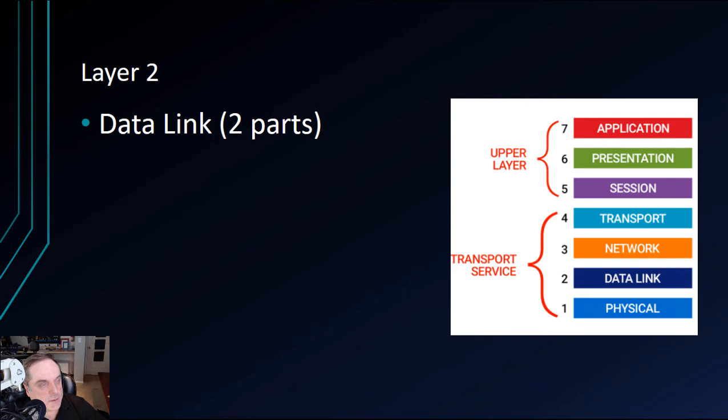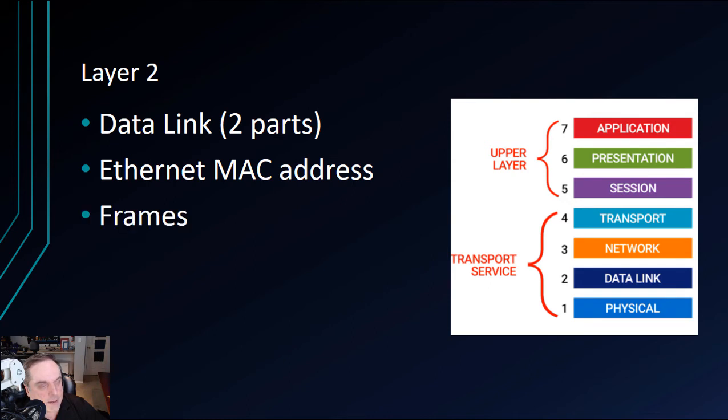And we have layer 2. It's the data link, and it's split into 2 different parts. The first part is the Ethernet MAC address, and the second part is frames. We're going to talk about frames in more detail in an upcoming video, but let's just talk about the MAC address for now. This is the burned-in media access control, that's what MAC stands for, address that's on the network card. And you cannot change that address once it's burned into the card. However, there is software that allows you to spoof that address if you needed to do that.